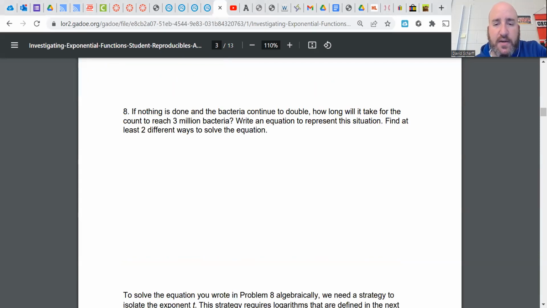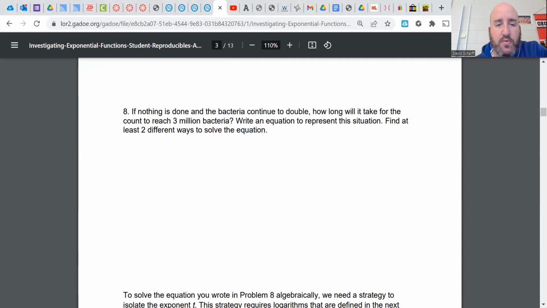If nothing's done, the bacteria will continue to double. How long will it take for the count to reach 3 million bacteria? Write an equation to represent this situation. Find at least 2 different ways to solve the equation. Well, for the sake of time, I'll show y'all some of the algebra here for way 1, and then way 2 would be looking at the graph. I'm not going to pull it up for the sake of time because I didn't already have it pulled up, which, that one's probably on me, but you're just going to take my word for it.